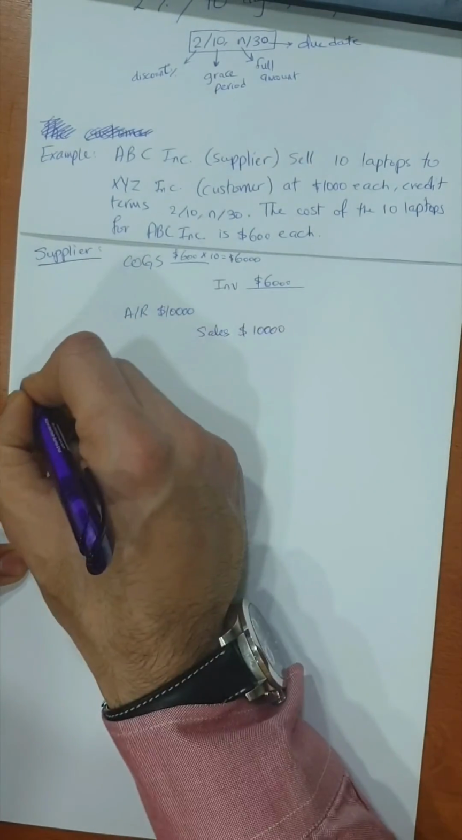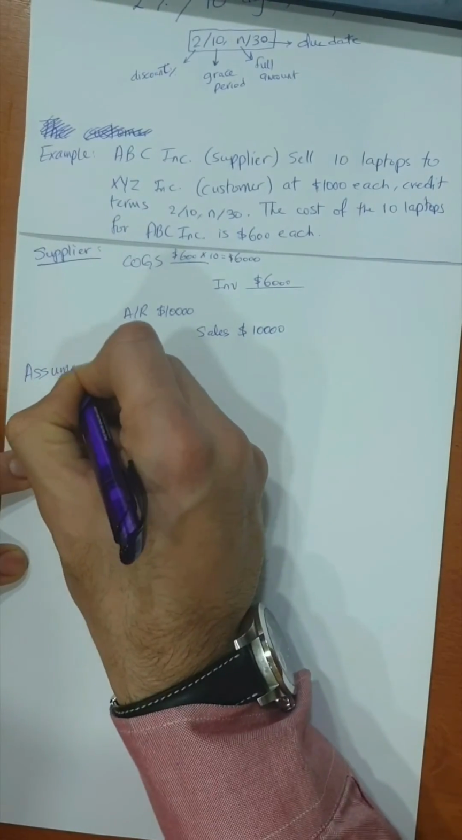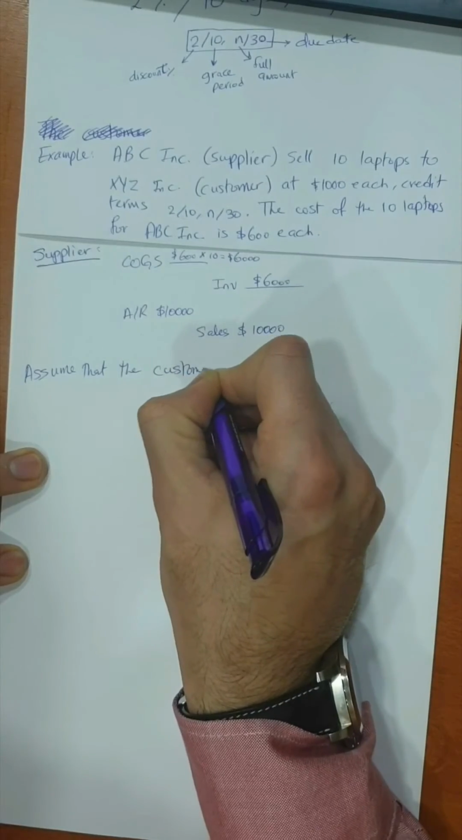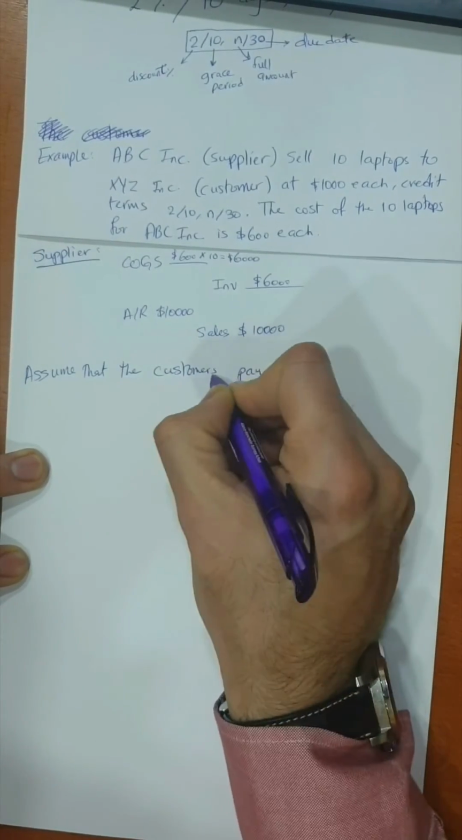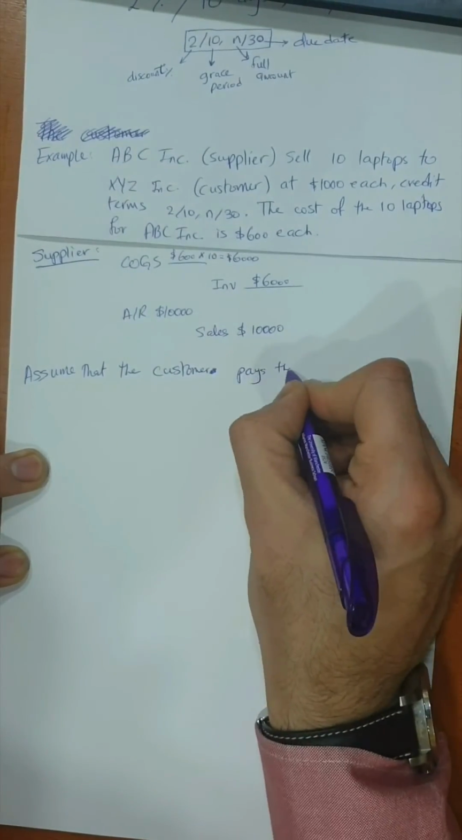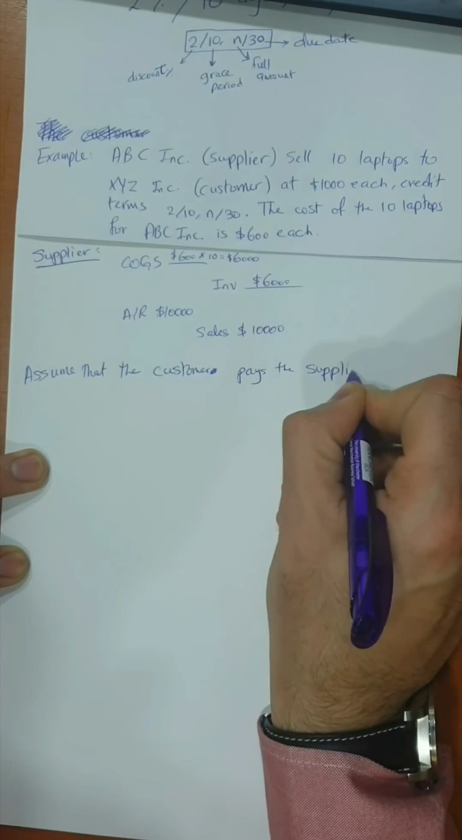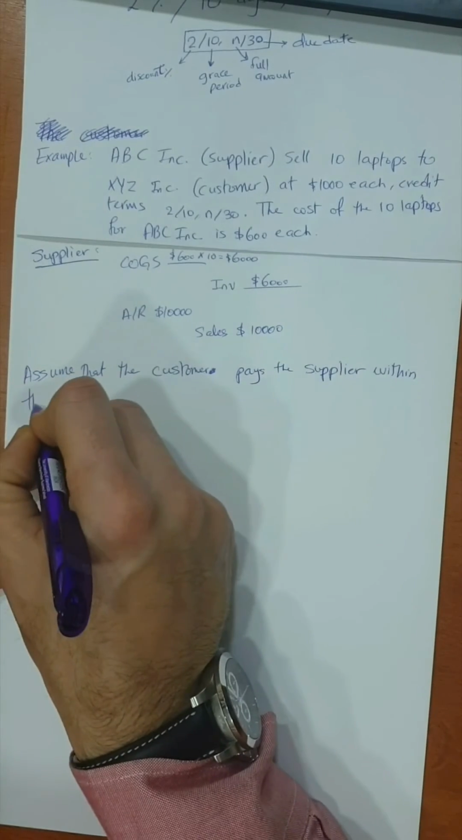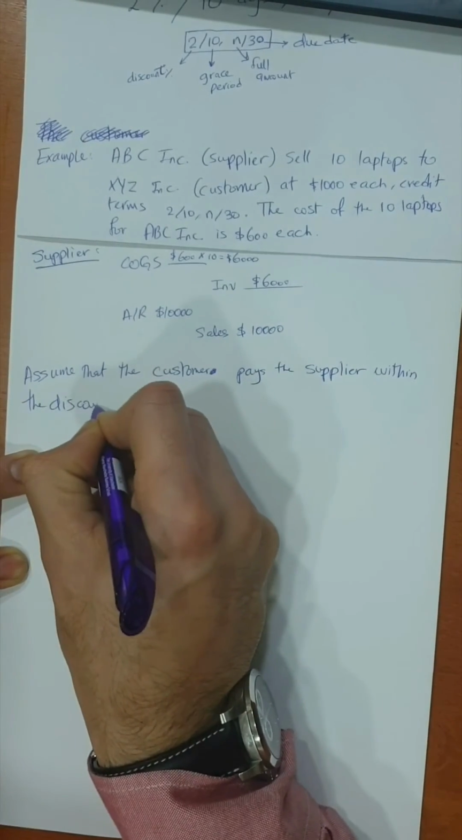Now, this is when the supplier made the sale. Assume that the customer pays the supplier within the discount period.